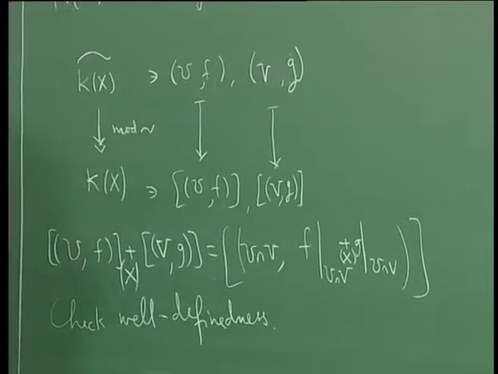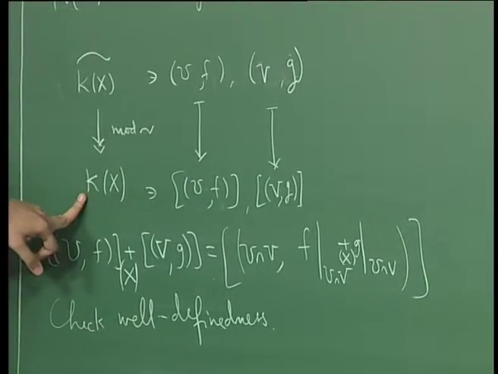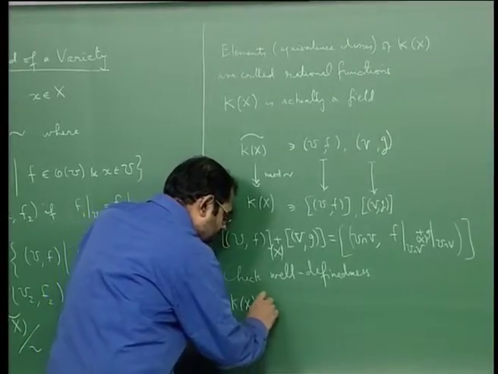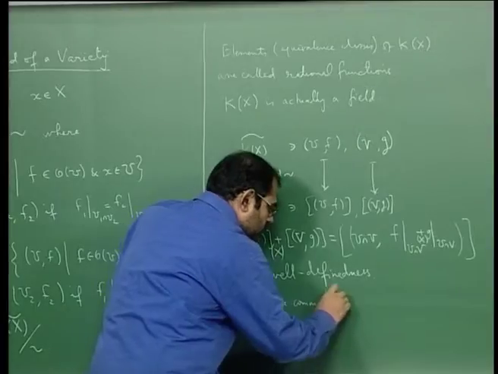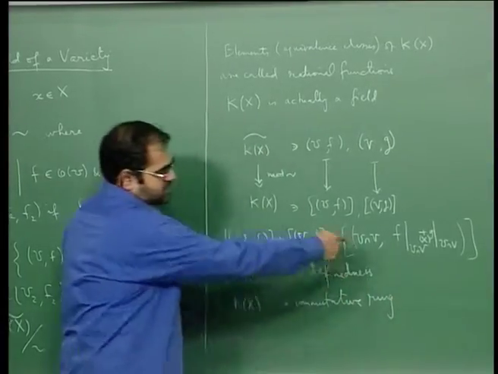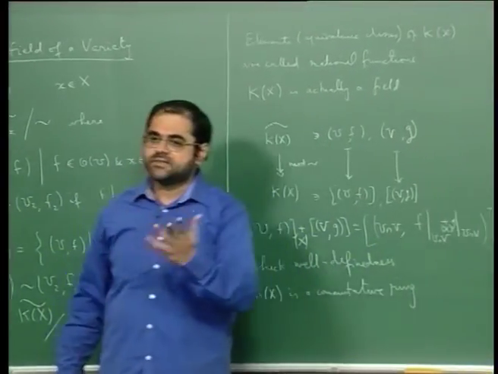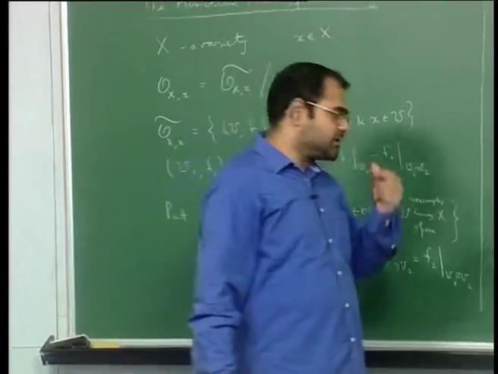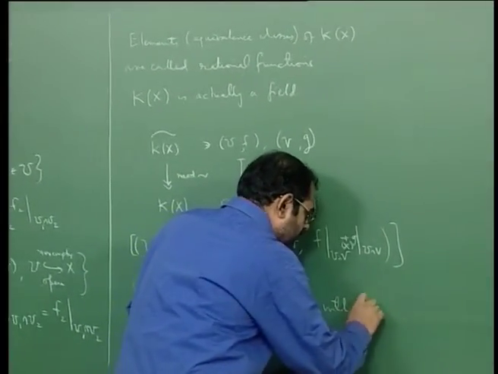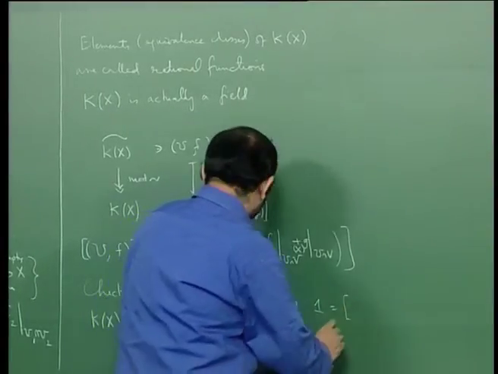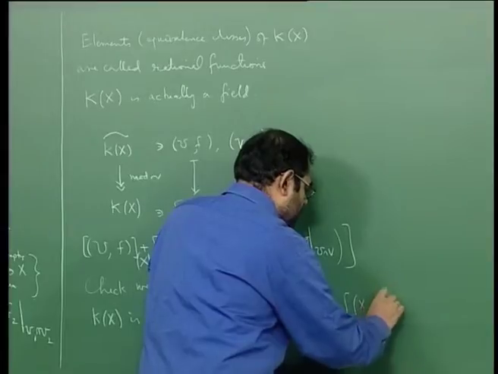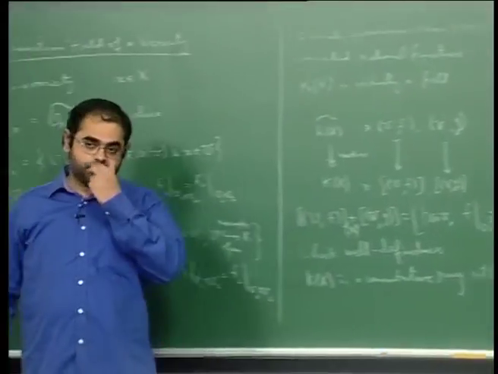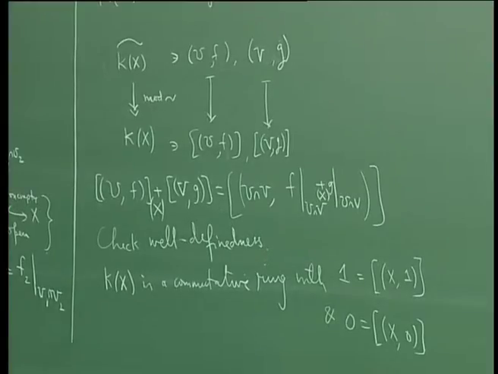So this will make kx into a commutative ring. Of course it will be a commutative ring because addition and multiplication of functions is pointwise, and that is commutative because the functions are taking values in the base field k, which is commutative. So it is a commutative ring with one given by the pair x comma constant function 1, and 0 element given by the pair x comma constant function 0. So it will be a commutative ring with unity and with this as 0 element.